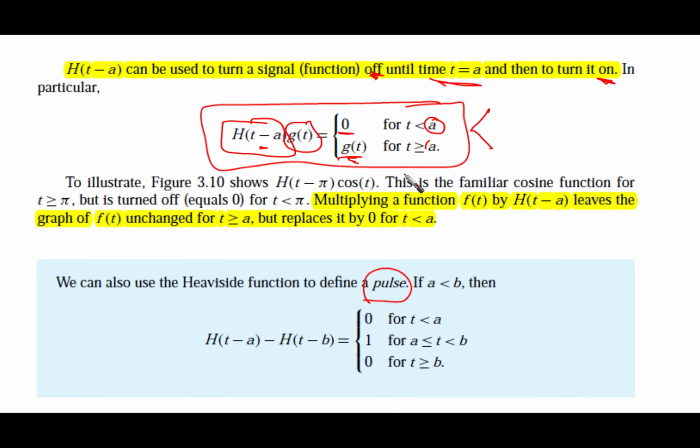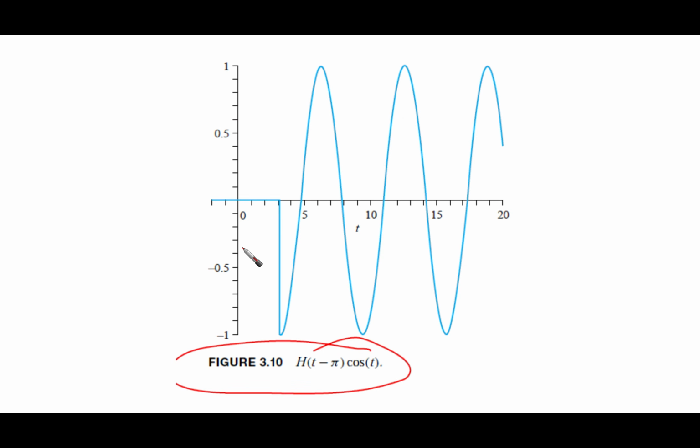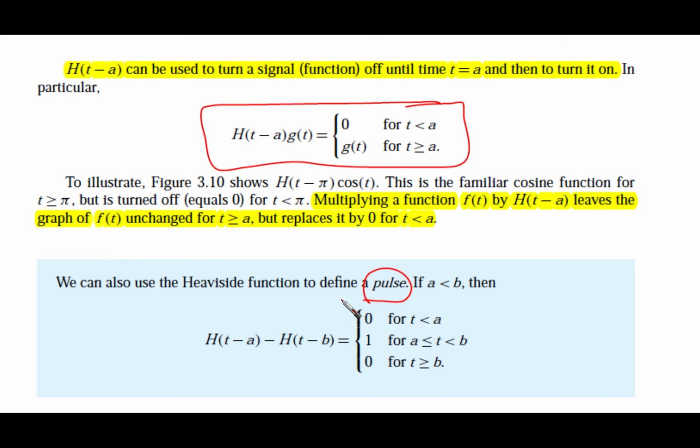Okay, and we can illustrate this in this way. This is the figure for the function cosine t that is controlled by h of t minus pi. We're going to find that the function is zero here, here, here, until it reaches this value, which is pi, then it will start to work. Okay, this is what we call the shifted Heaviside function.